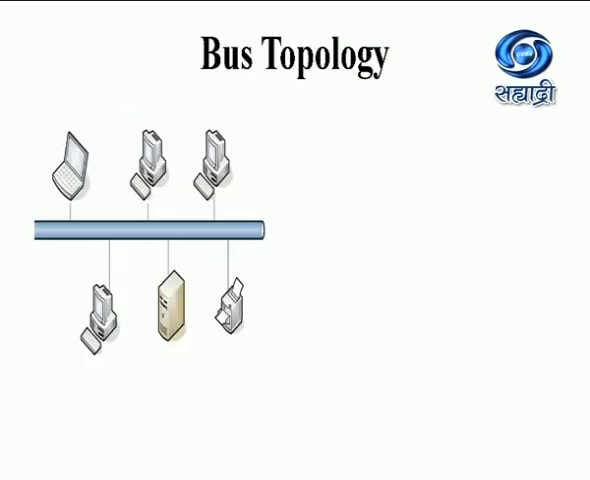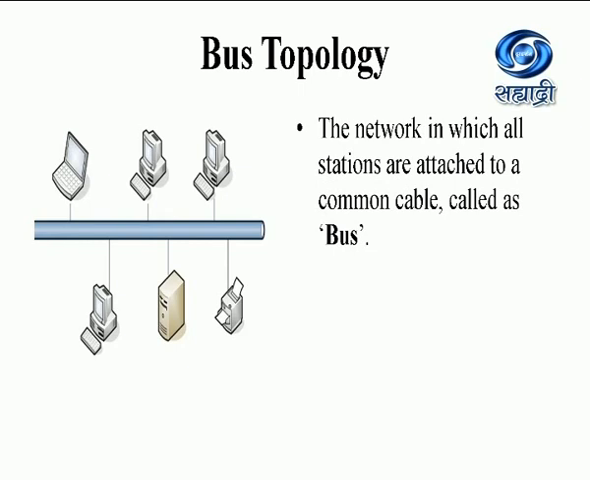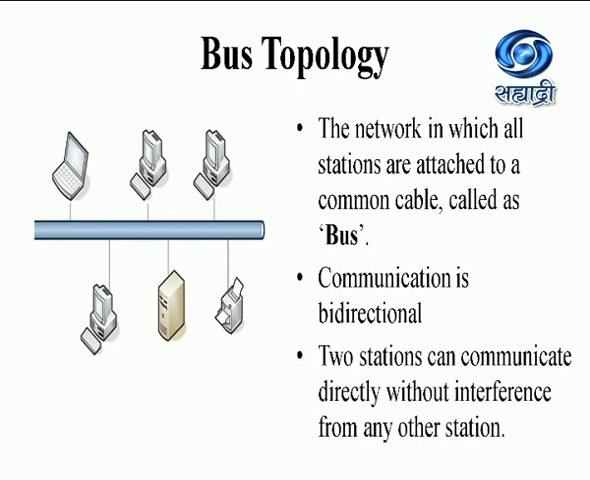The third type of topology is bus. Again, the structure is like a bus. That's why this topology is called bus. So the network in which all stations are attached to a common cable called the bus, and communication is bidirectional. Two stations can communicate directly without interference from any other stations.